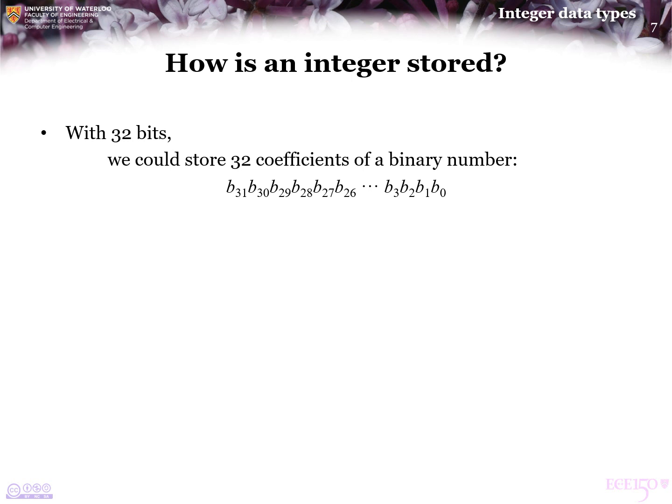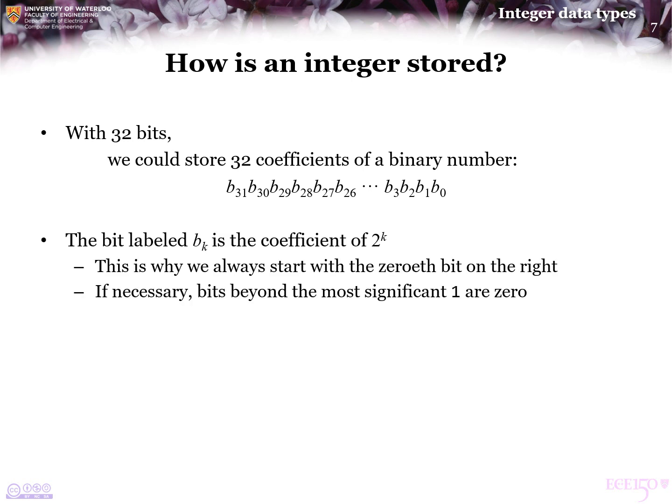So with 32 bits, we could store 32 coefficients of a binary number as we see here. The bit labeled b sub k is the coefficient of 2 to the k in the binary representation. And again, this is why we always start labeling with the 0th bit on the right. Now, the other point is, if we have a small number, say we're storing a value like 1, 2, 10, or even 1000, all the bits to the left of the most significant digit are set to 0.